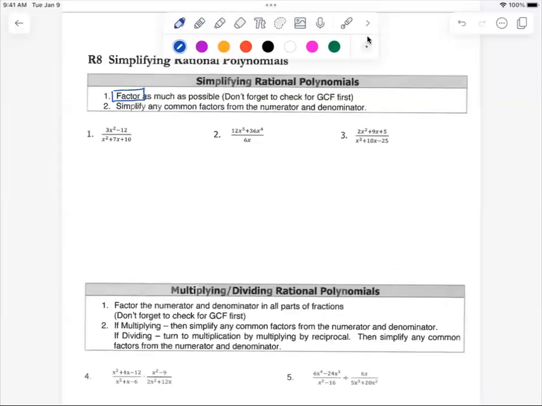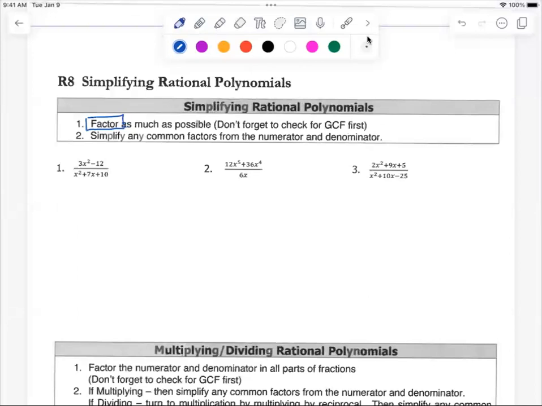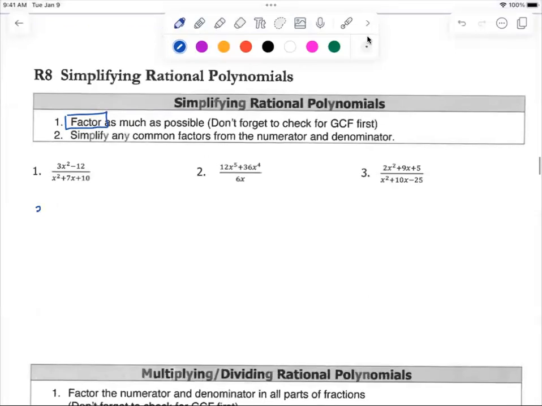So 3x squared minus 12. When I look at that problem, I notice it has a GCF of 3. So the 3 comes out, and I'm left with x squared minus 4. So I start with GCF. Then I notice that one also has a difference of squares. X squared minus 4 is a difference of squares, so I know I can break that up into x minus 2 times x plus 2.